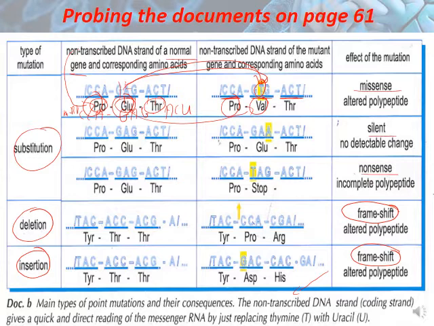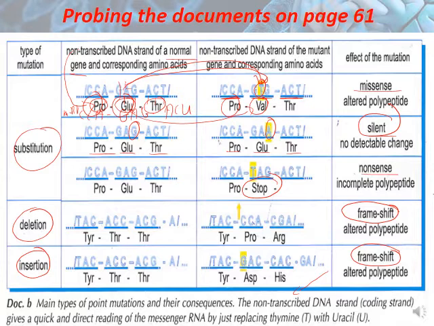While in the second substitution, which causes a silent mutation, the third nucleotide in the second codon, G, was substituted by A. That gives the same amino acid sequence, so there is no detectable change in the sequence of the amino acids. The formation of the protein won't be altered, so this is called a silent mutation. The third type of mutation is called nonsense. It leads to the appearance of the stop codon.